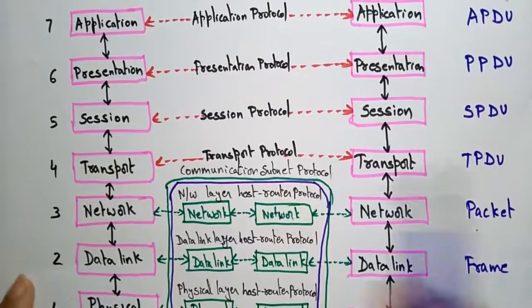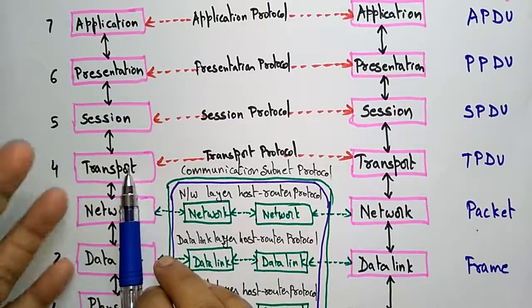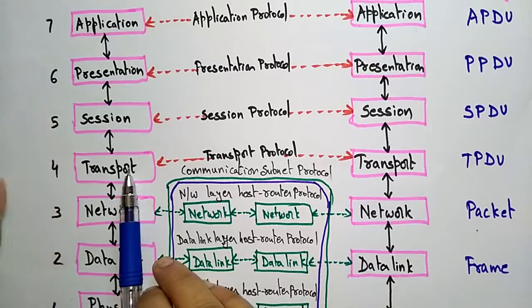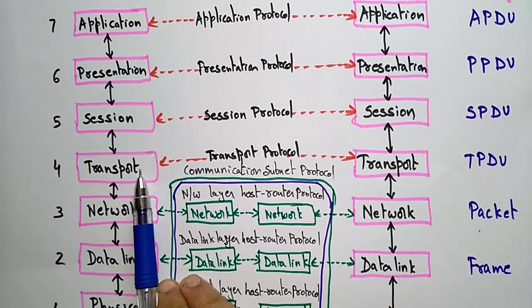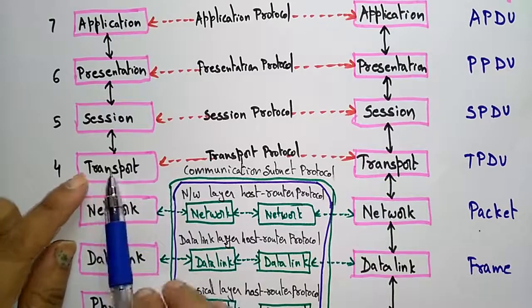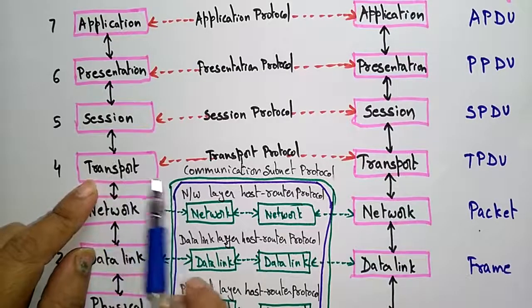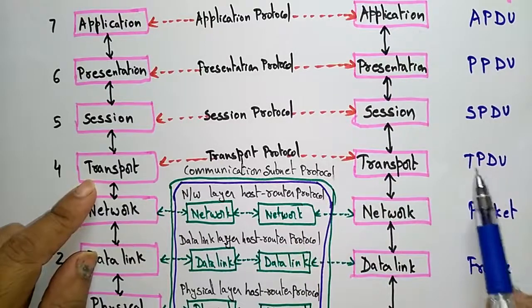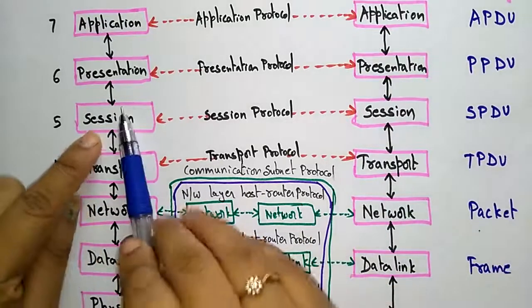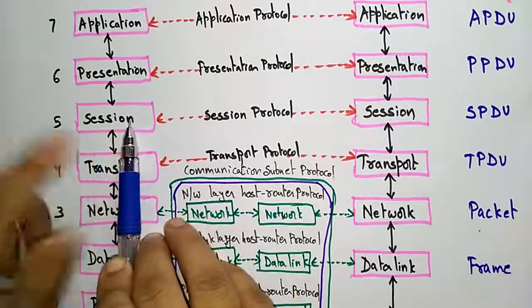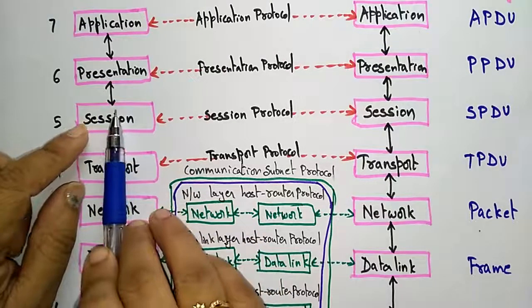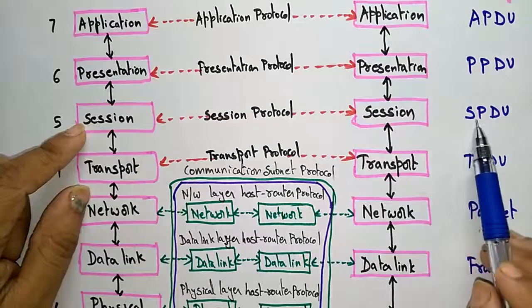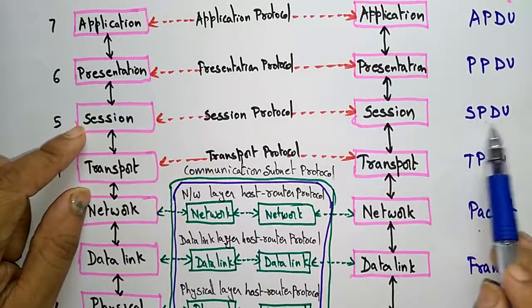Coming to the transport layer, it is one of the important layers in the OSI reference model. You can call it the heart of the OSI reference model. This is the main layer that transports the data. The name of the unit exchanged in the transport layer is the TPDU, Transport Protocol Data Unit. The session layer is for encryption and decryption, meaning a session is assigned to each piece of information coming from the presentation layer. The unit exchanged here is the Session Protocol Data Unit.